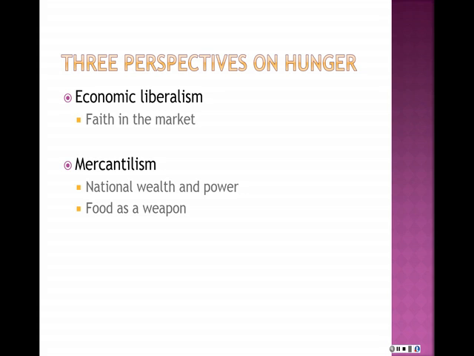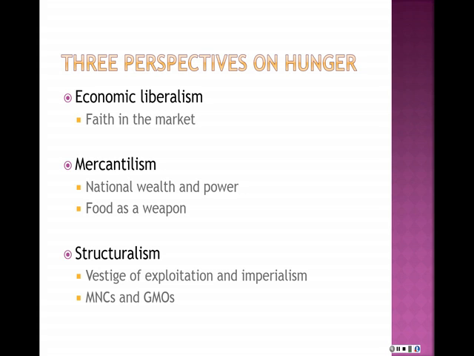perspective. From the Marxist or structuralist perspective, they tend to see food and hunger as a global class issue related to exploitation and imperialism. Dependency theorists in particular see an unequal terms of trade that favors rich nations over poor ones, even terms of trade dealing with food products. They also see multinational corporations, agribusiness, and genetically modified organisms or food as having detrimental effects on LDCs as well as on the development of food products locally.